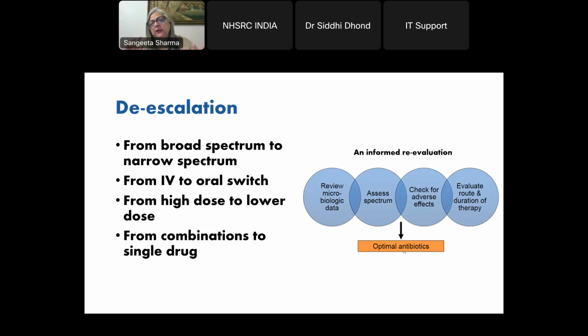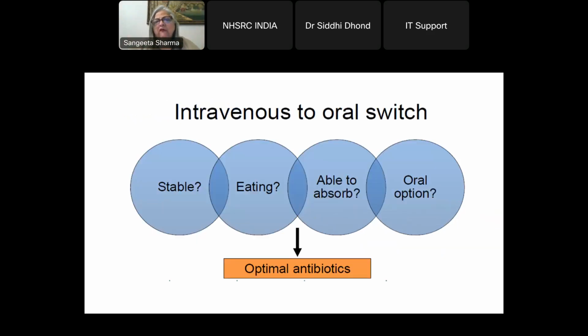De-escalation is a very, very important approach to reduce pressure on antibiotics, from broad spectrum to narrow. If you had started with 2, narrow it down to 1, from IV to oral. These are the ways of reducing the use of antibiotics. Many people think severe means that you have to use IV. But a severe infection or a serious patient does not mean that you always have to use an IV preparation. You can use oral equivalents that are available.